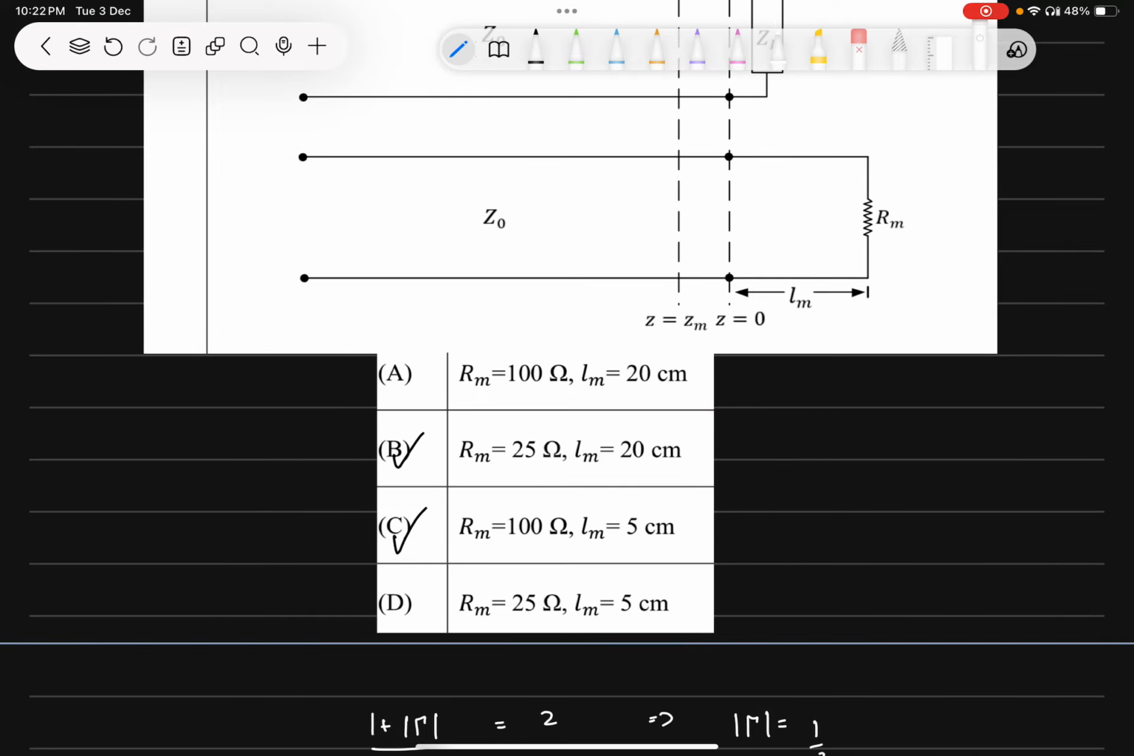So the main emphasis here is to not solve this problem arithmetically and not rely on the big expression for Zn, and rather solve it with the help of Smith charts.